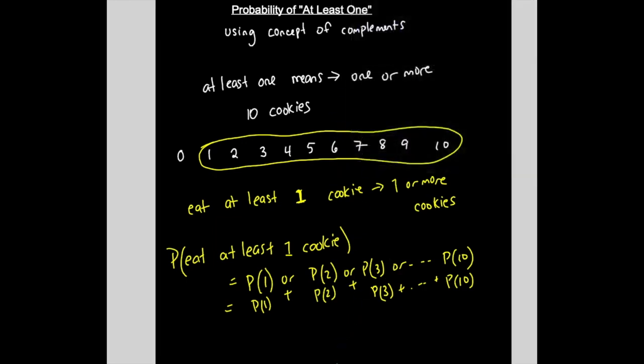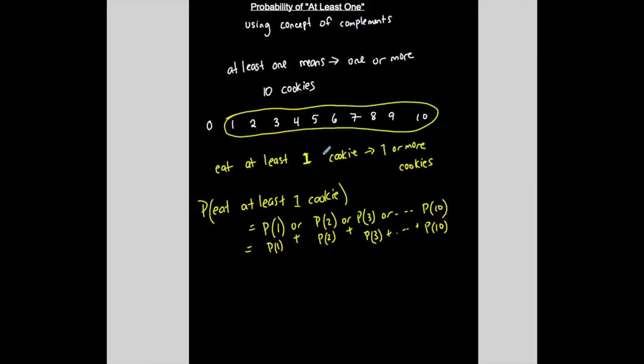What is the complement of that? So in red, I'm going to talk about the complement. What's the complement of eating at least 1 cookie? Well, look at this. What's not in yellow? 0. 0 cookies is the complement of 1 or more, right? 1 or more is 1 to 10. Everything but that is the complement. Well, the only thing not included here is 0.